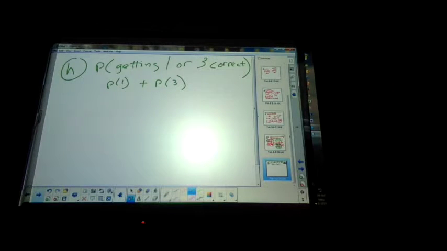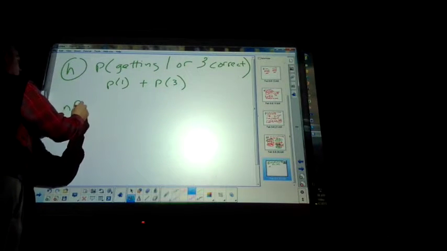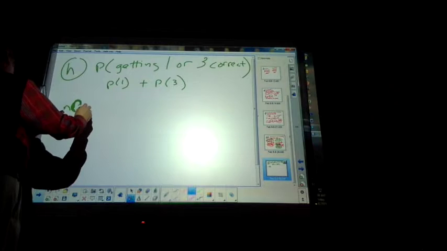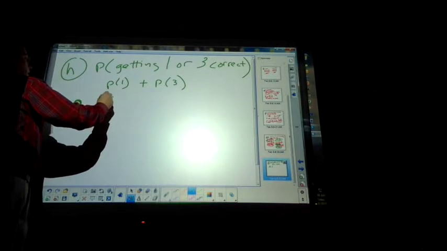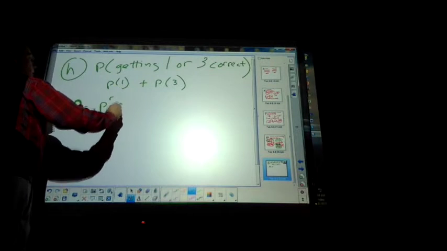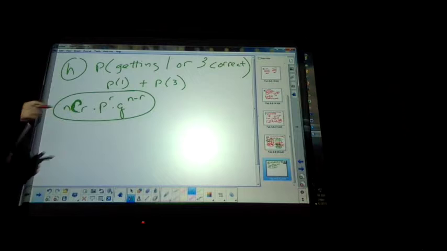Okay? Guess which equation we're going to. We're going to do nCr times the probability of the event happening times the probability of the event not happening. How many times am I going to use this formula? Every time. How many outcomes are up there? Oh, 2. All 2. Yeah, every time. No, twice.